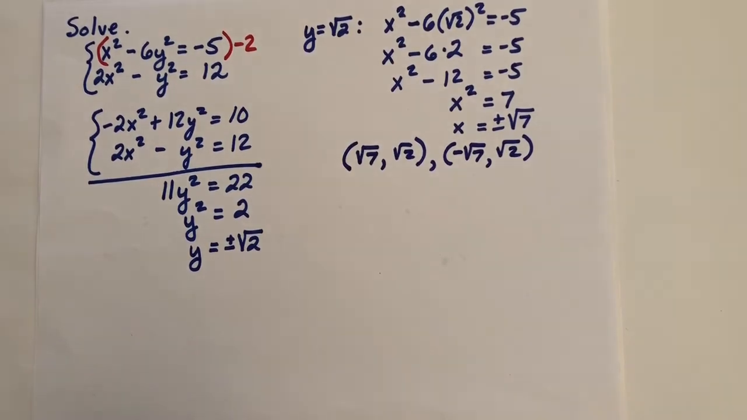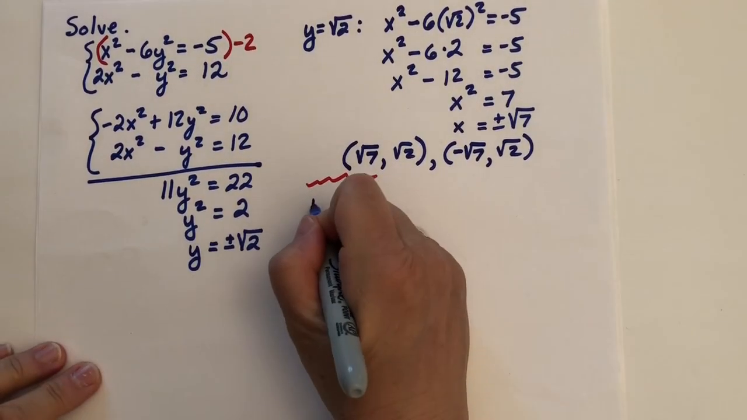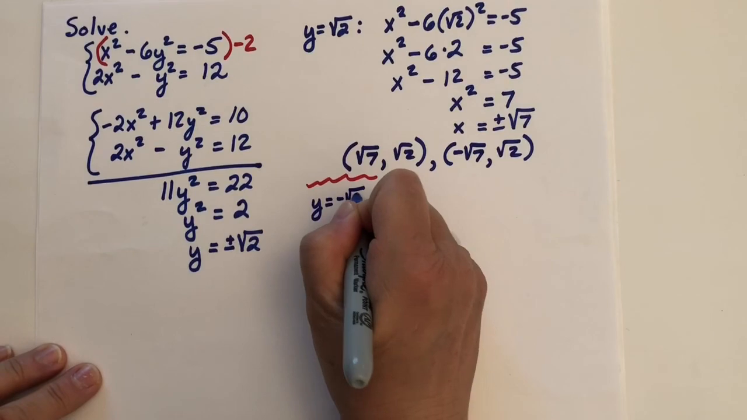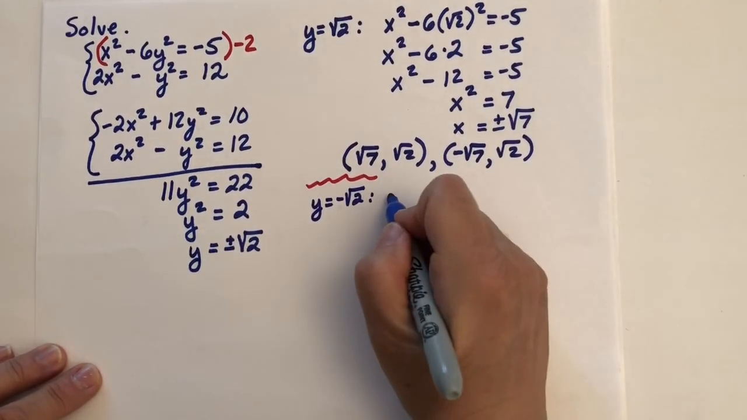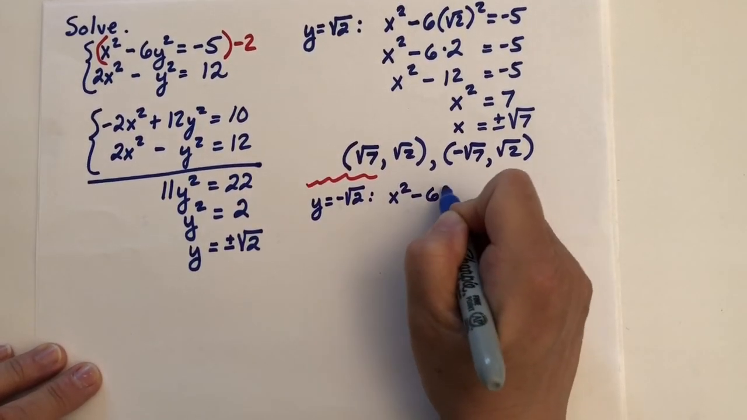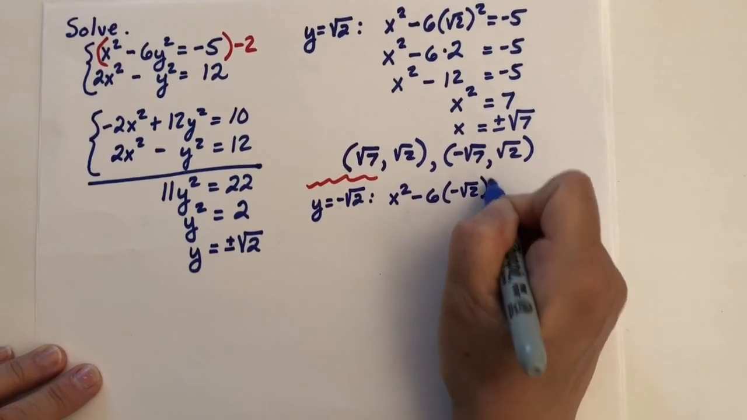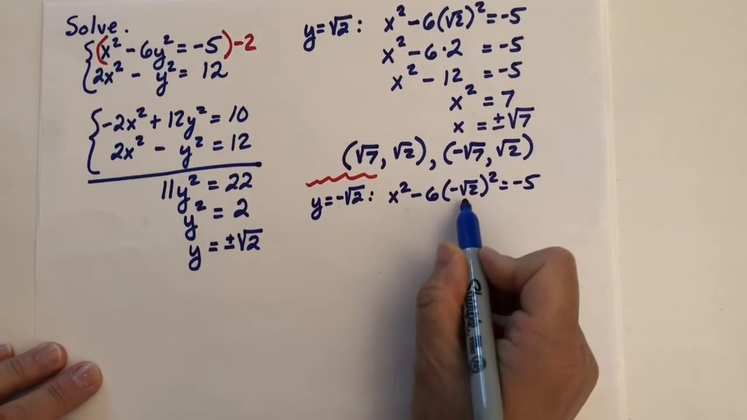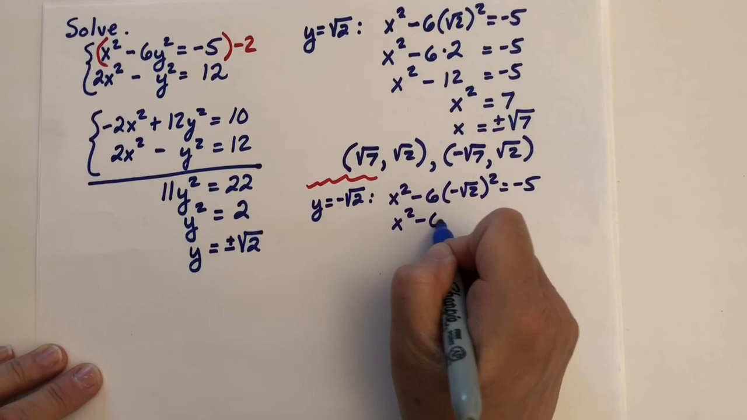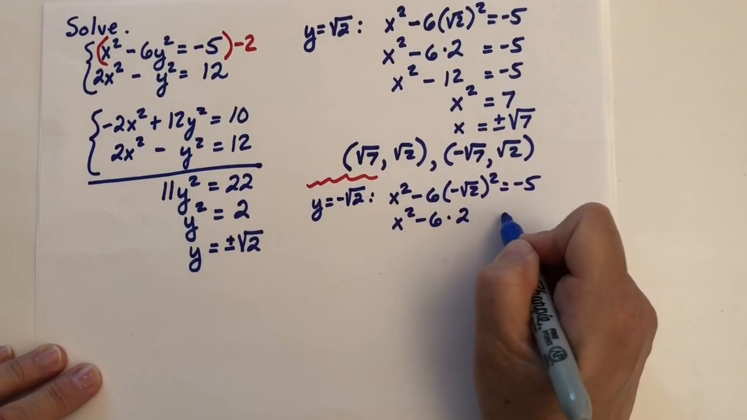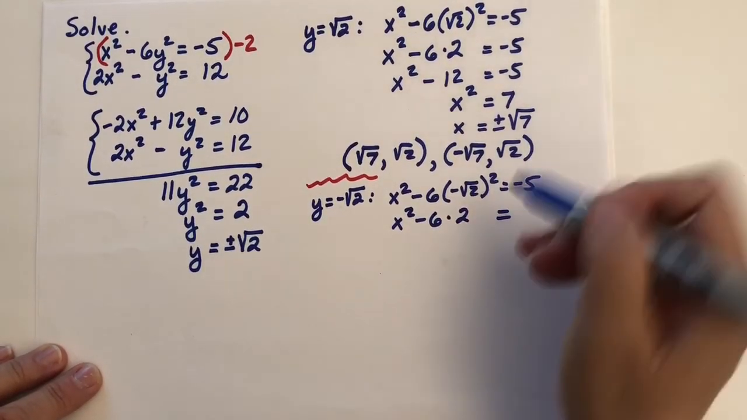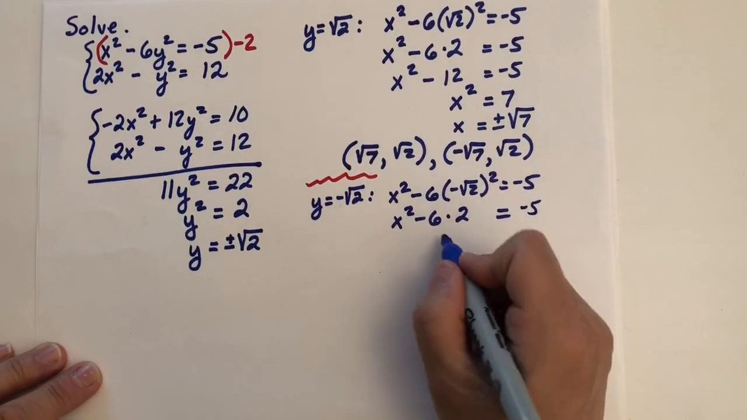But that only takes care of the square root of 2. I haven't substituted in negative square root of 2. Let's do the same thing. Y equals negative square root of 2. And I hope you can see that the algebra will be almost identical, because when we square that negative square root of 2, we end up with a positive 2. And we have exactly the same equation as we had right here.